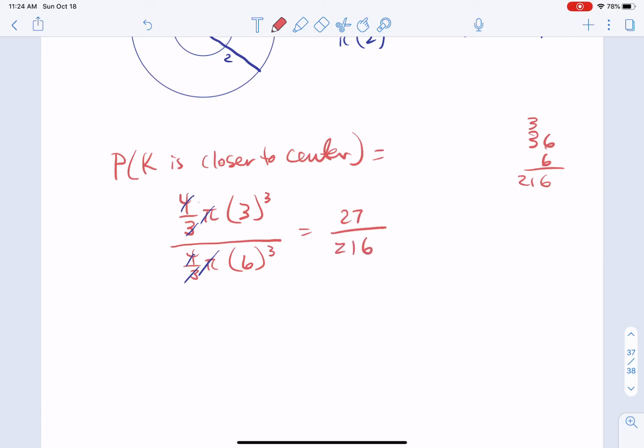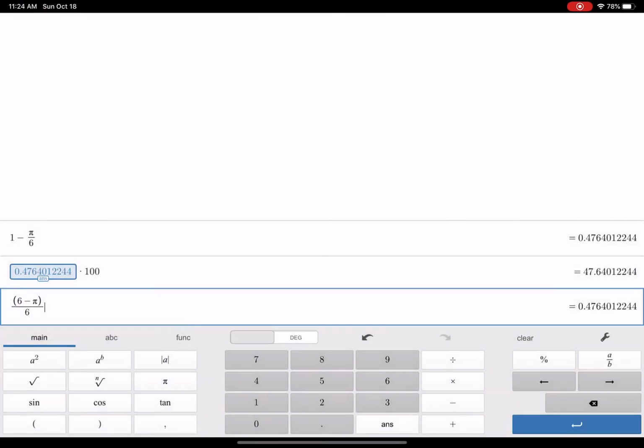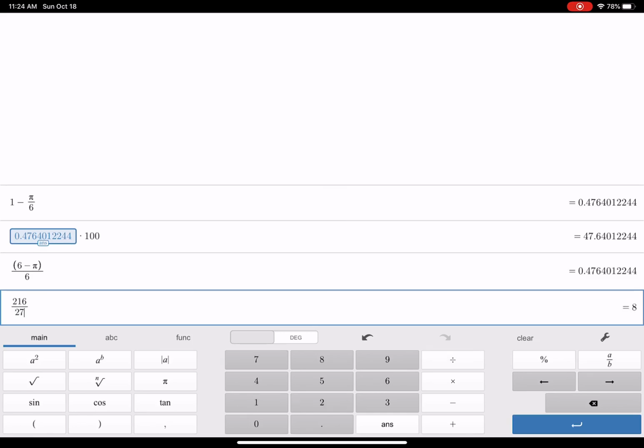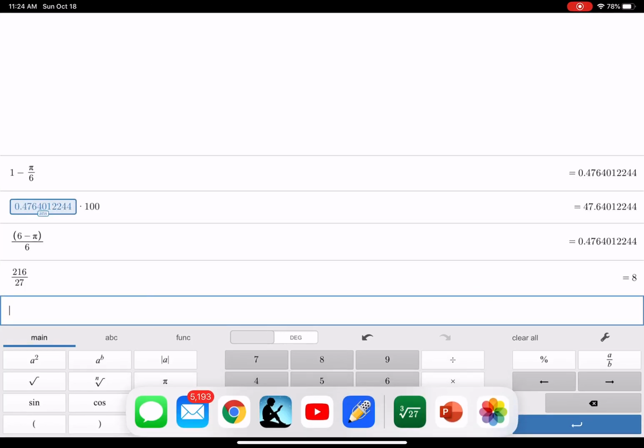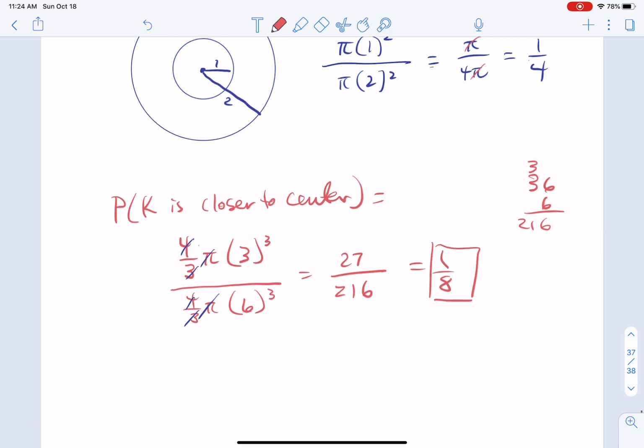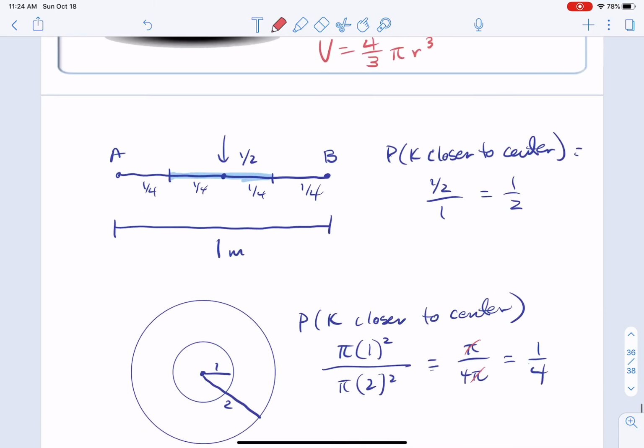All right. Does that reduce? Let's see. Let's put this thing in the calculator. Does 27 go into 216? 216 divided by 27 goes in exactly 8 times. Look at this. It reduces to 1/8. So here's our probability then. Is that what you anticipated following this pattern?